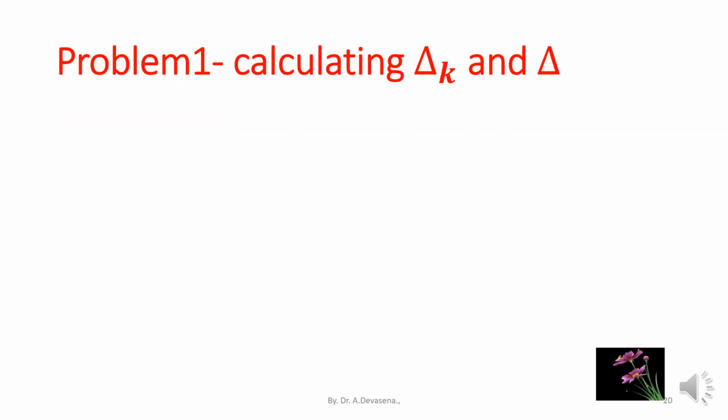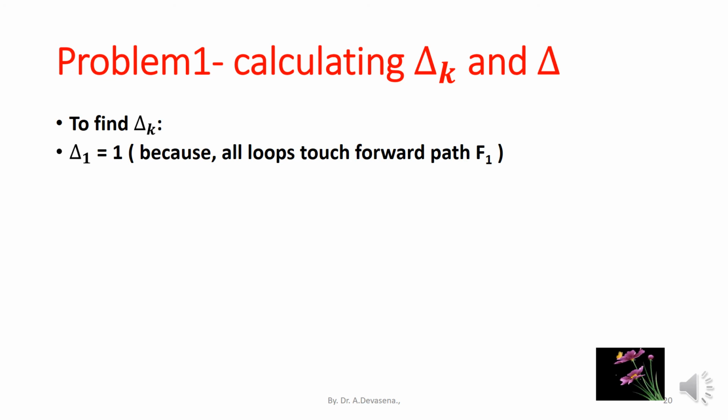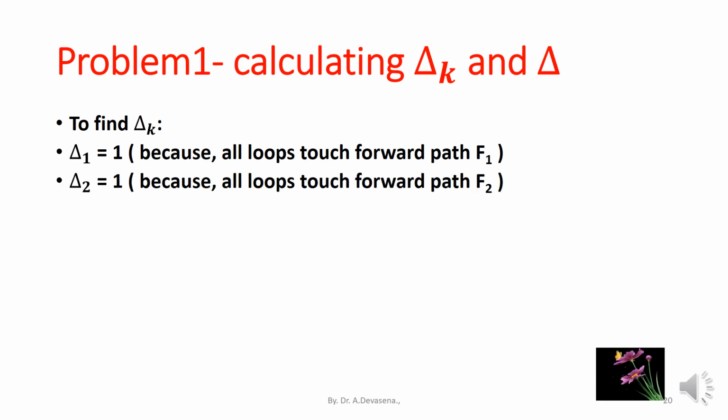Calculating delta suffix k and delta for this problem. First, we find delta suffix k. Delta suffix 1 is equal to 1 because all the loops touch forward path 1. So, the value of delta 1 is equal to 1. Similarly, delta suffix 2 is equal to 1 because all loops touch forward path F2. So, we cannot eliminate the loops. Therefore, delta 1 is equal to 1 and delta 2 is equal to 1 for this problem.